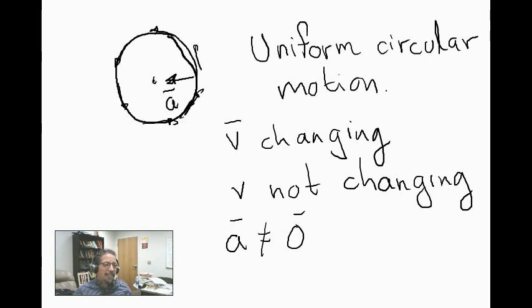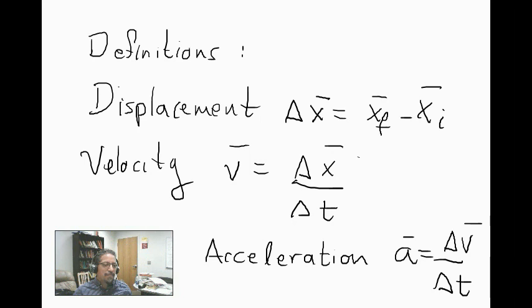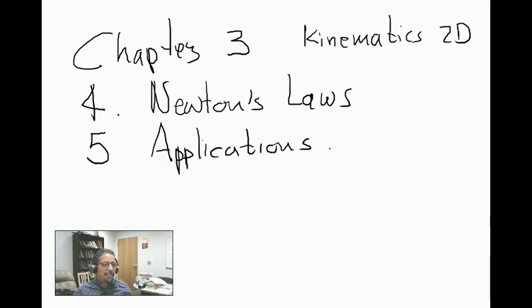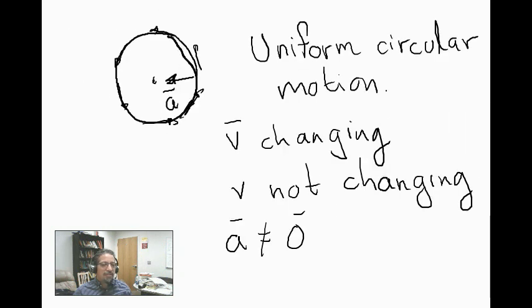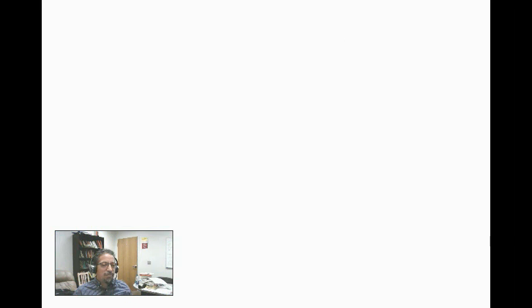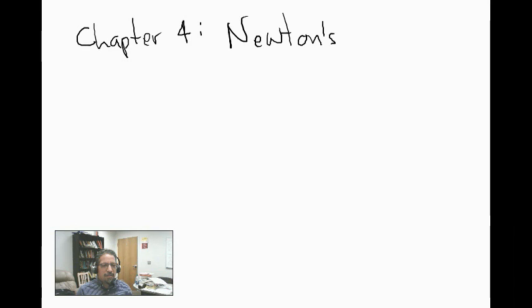So again, in chapter 3, kinematics in 2D, we have these definitions and 2 special systems, projectile motion and uniform circular motion. Moving on, chapter 4. It's Newton's laws. A general overview of Newton's laws, and there are 2 things that we need to do here. We're going to describe what those Newton's laws are.